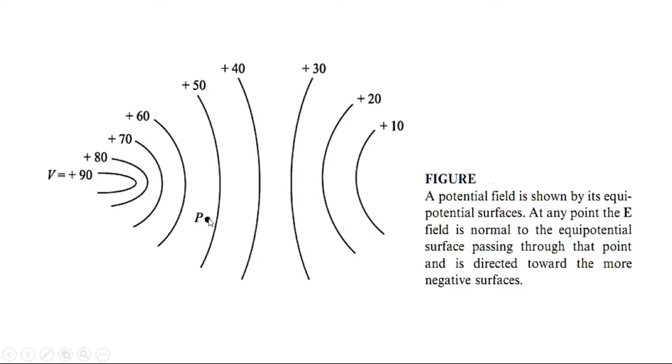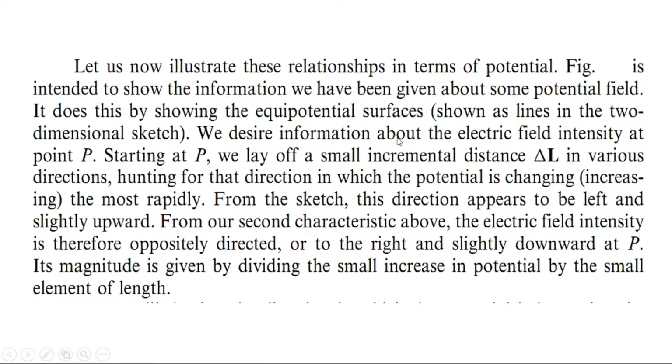If there is a maximum change in potential along this direction, because it is increasing from plus 22 to plus 90, so the electric field intensity will be opposite to the direction of maximum change. So it will be along this direction. So this was actually the physical interpretation. We desire information about the electric field intensity at point P. Starting at point P, we lay off a small incremental distance del L in various directions, hunting for that direction in which the potential is changing the most rapidly.